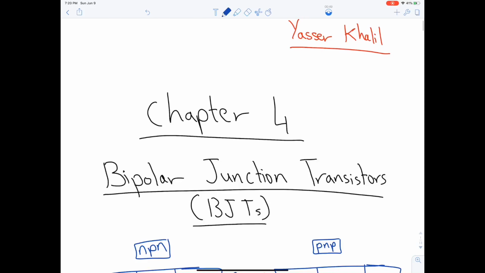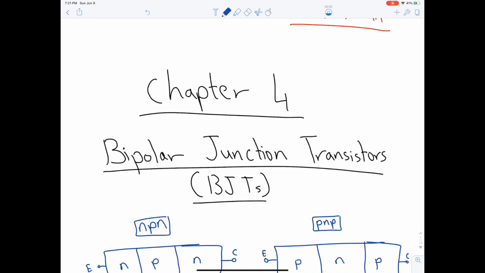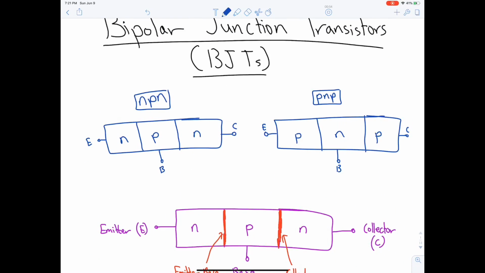This sketch here shows a simplified structure of the BJT. As shown in the sketch, it consists of three semiconductor regions: the emitter region, N-type, the base region, P-type, and the collector region, N-type. Such a transistor is called an NPN transistor.